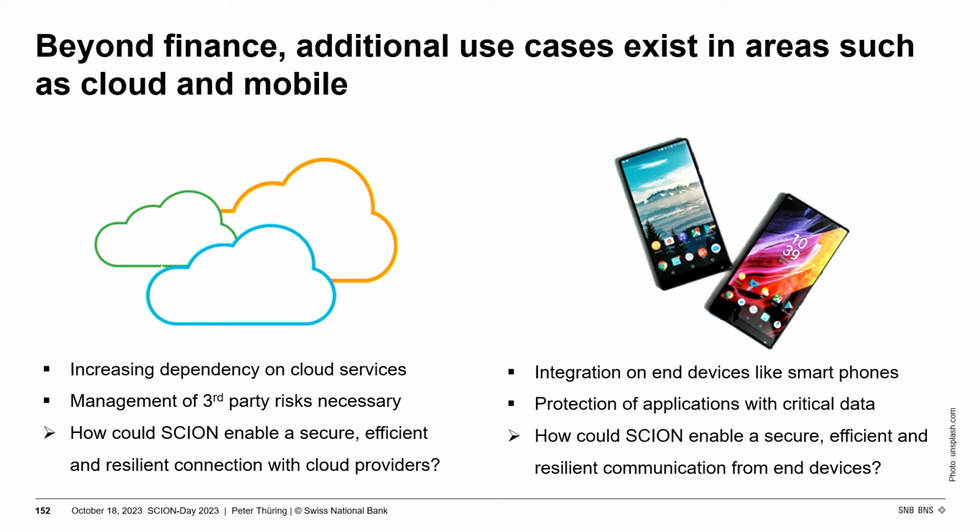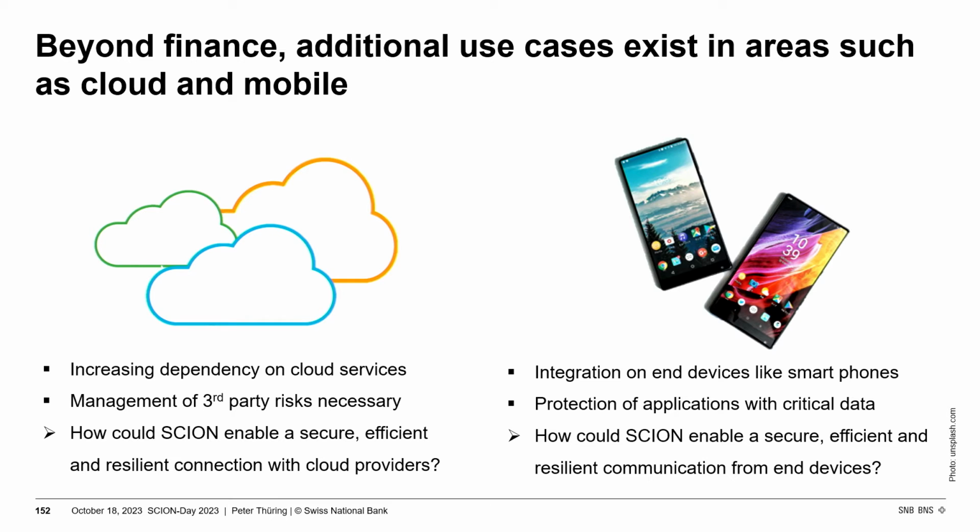The other use case we could imagine is the secure integration of end devices. Applications related to critical data and end devices, client connections, smartphone integration, sensors in the Internet of Things, for example, must be able to be protected. Conceivable for protection of confidential telephony, e-banking applications, exchange of personal health data, etc. SCION as an interdomain technology can contribute to this. The question is how SCION could enable secure, efficient, and resilient communication from and to end devices.